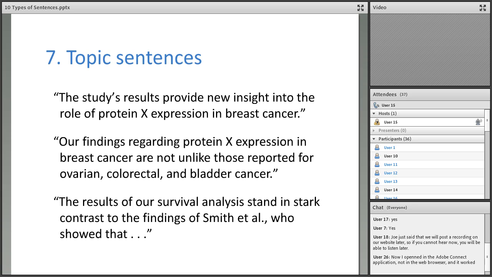Or maybe your study showed something completely different from what has been found before. So in this example, the results of our survival analysis stand in stark contrast to the findings of Smith et al., who found something completely different. In this case, you would summarize those findings and perhaps explain what might be accounting for these differences. But the main takeaway here is that each of these types of sentences immediately clues readers into what you're going to talk about.